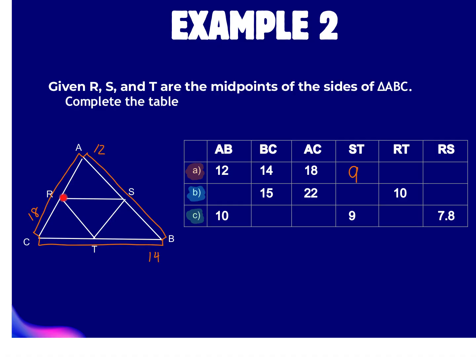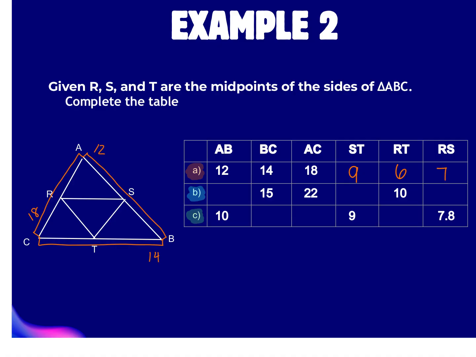All right, looking at the next one. RT, what's parallel to RT? AB. Good, and if AB is 12, what would RT equal? Good. Looking at the next one. RS, what's parallel to RS? CB, and if CB is 14, what should RS equal? Good job.